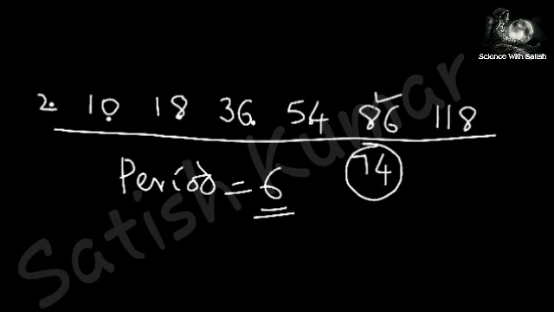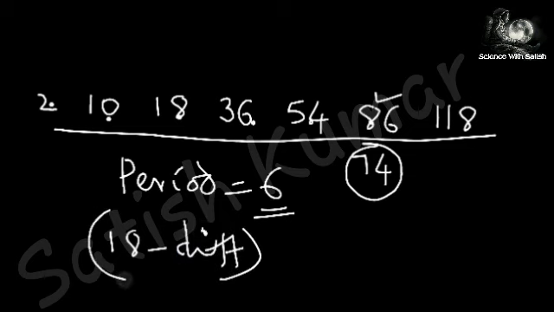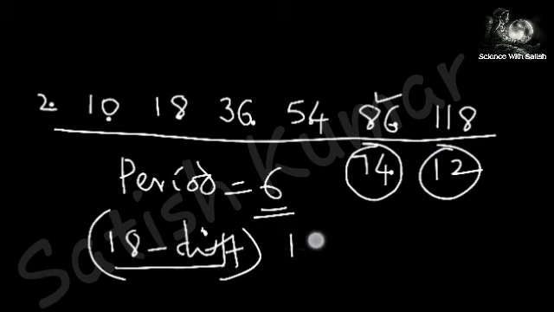Now how to find out the group number? 18 minus difference. This is the formula. The difference between these two, 86 minus 74, is 12. So 18 minus 12 is 6. So it will be in the 6th group. So the element with atomic number 74 is in the 6th period and 6th group. In this way, you can find out the group number and period number of an element if the atomic number is given.